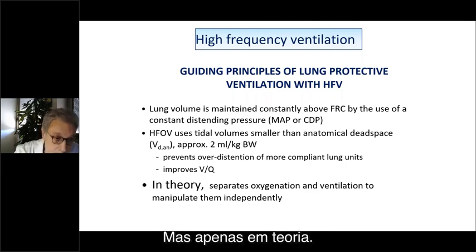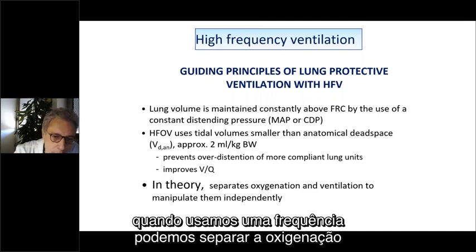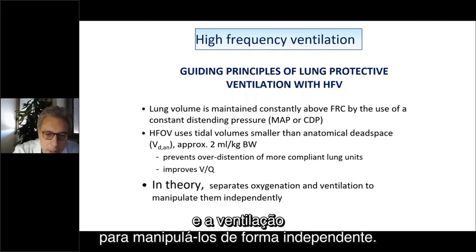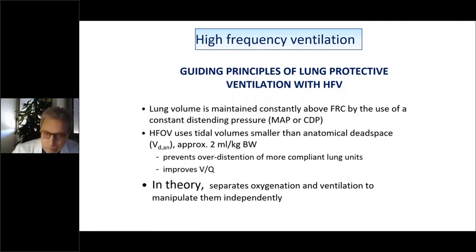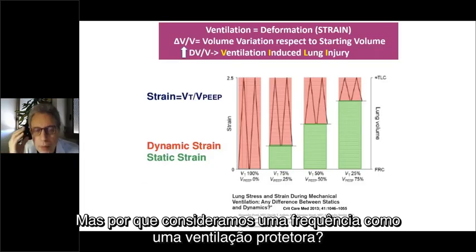In theory, but only in theory, when we use a high frequency, we can separate oxygenation and ventilation to manipulate them independently. But this is not completely true. But why do we consider high frequency a protective ventilation?